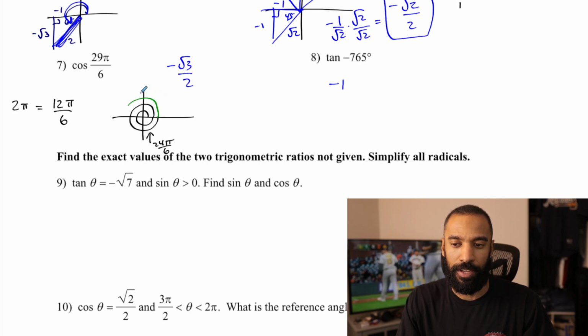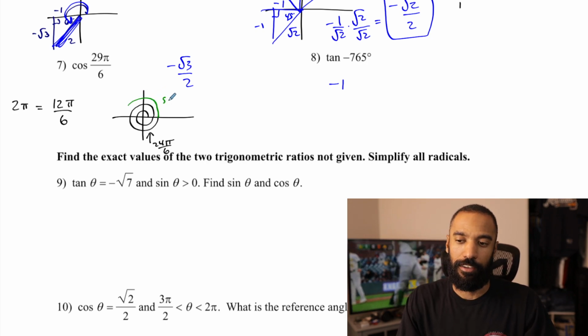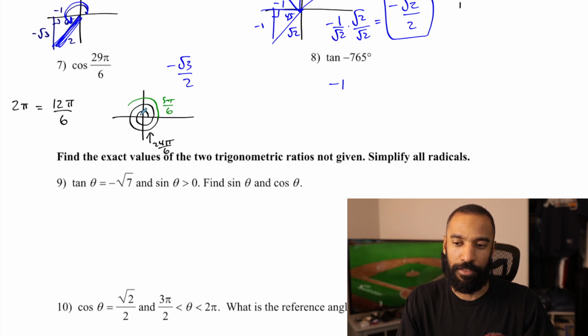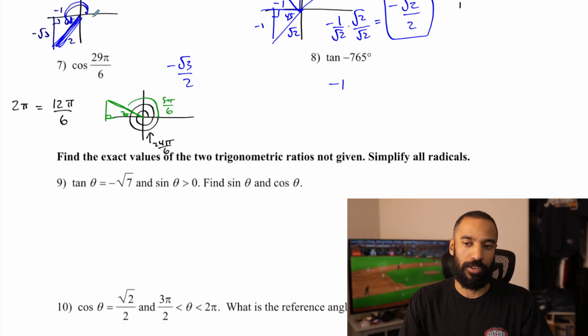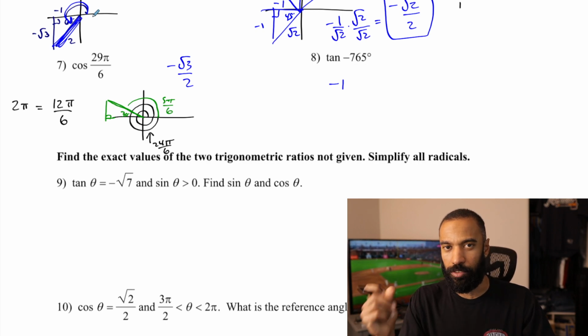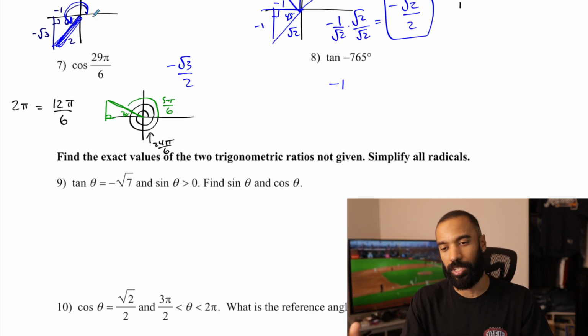That's another 5 30s, which is 150 degrees. It's a little less than 180, as 5 6 is a little less than 1 here. It's 30 degrees up from 180 in the second quadrant right there. So when I did 29 pi over 6, I said 12 pi over 6, 24 pi over 6, 5 pi over 6. Boom. And I know where 5 pi over 6 is.